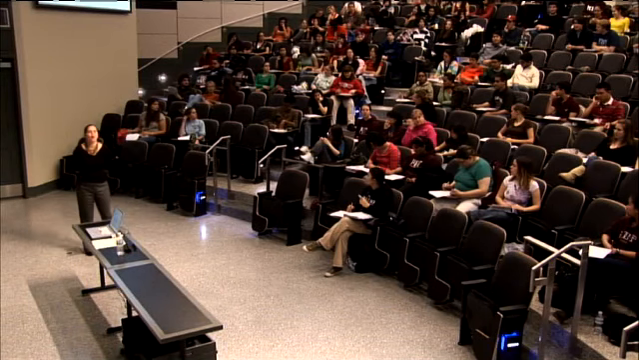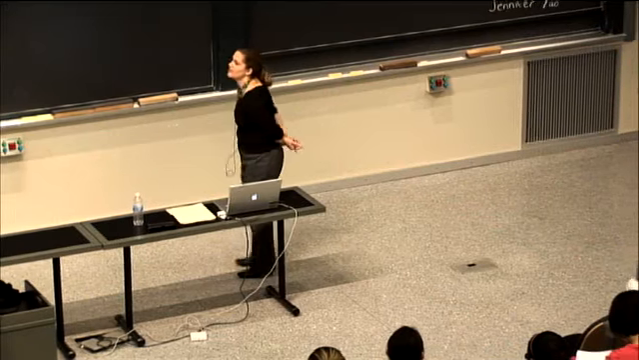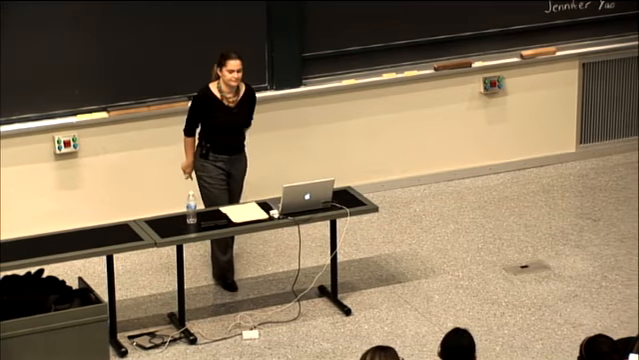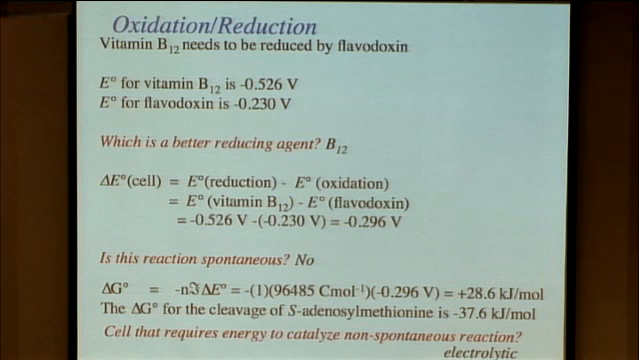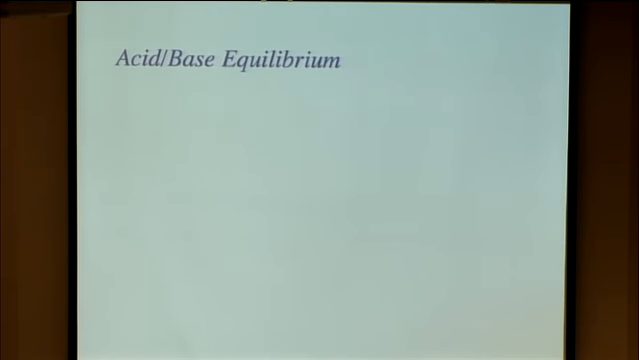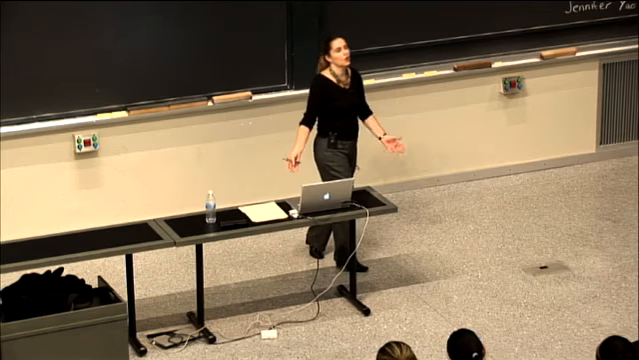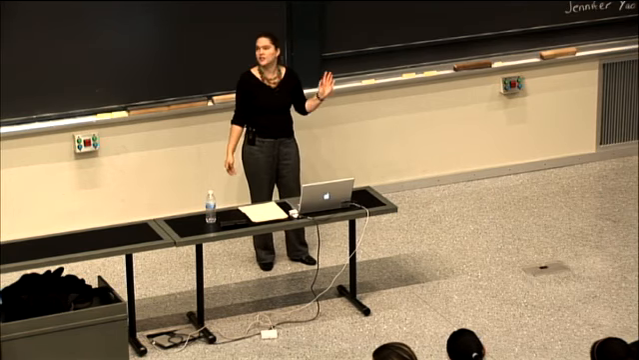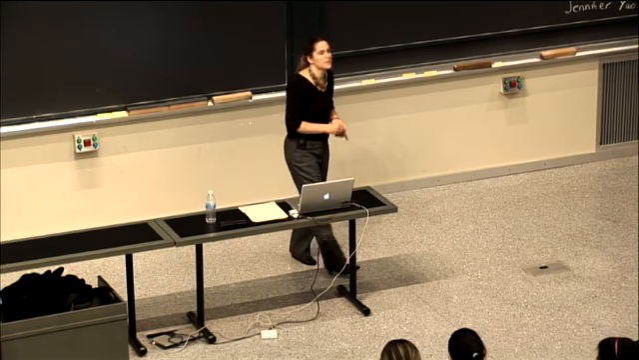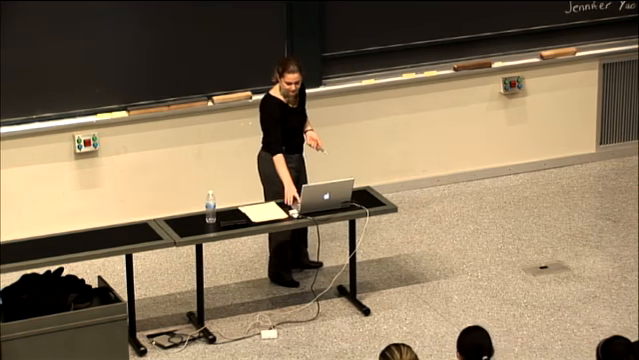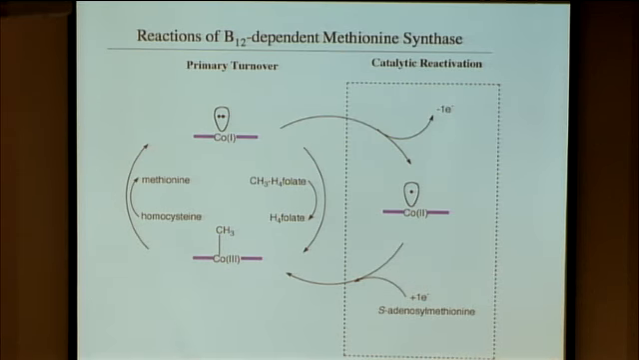No. OK. All right, so what do you call a cell that requires energy to catalyze a non-spontaneous reaction? So that's an electrolytic cell, and a cell that catalyzes a spontaneous reaction? Galvanic, right. So again, with oxidation reduction, it doesn't matter if you're talking about a battery or a cellular process, all the same equations apply. All right, what about acid-base equilibrium? So in this catalytic cycle, we are converting homocysteine to methionine, and that chemistry involves acid-base.